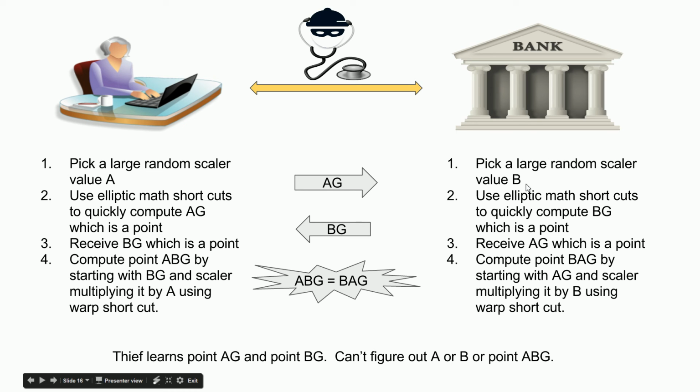All right, so we get a point. Now the bank is doing the same thing. They've picked a large number and called it B, and used the same point doubling shortcuts to quickly come up with a point BG. They send it to you, so you get their point BG. Then you take their point BG and continue multiplying it by your A. You're essentially taking their point and moving forward, continuing to multiply it by your value, point to point to point, and you can use the point doubling shortcuts to help you. So you get to the answer ABG.